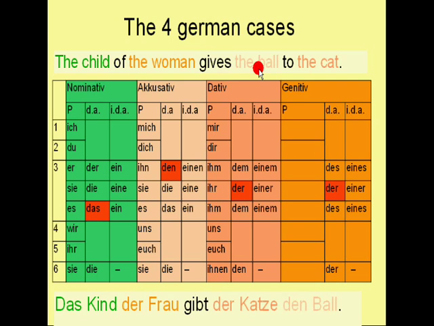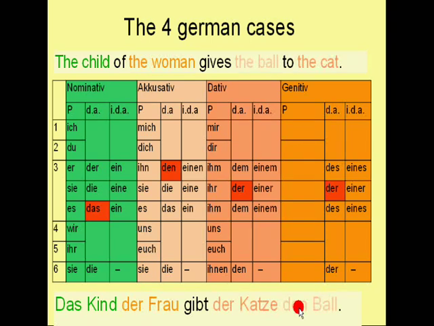Then, in English, the direct object follows and then the indirect object, but in the German language, the indirect object comes first and then the direct object. The sentence reads, das Kind der Frau gibt der Katze den Ball.